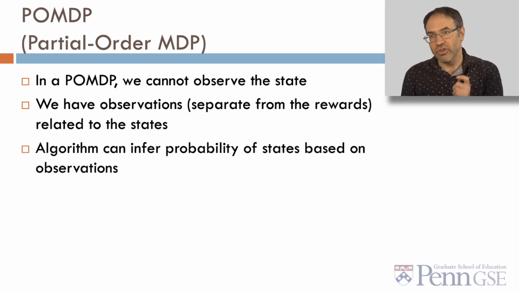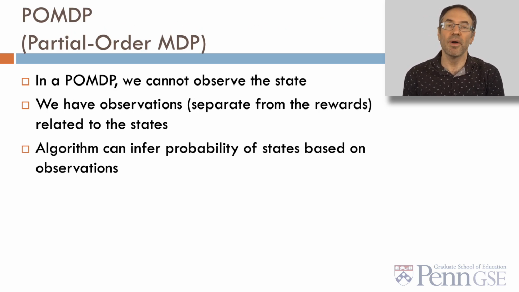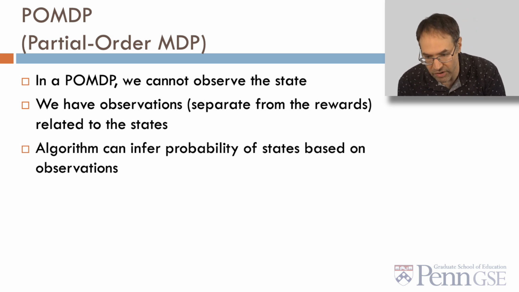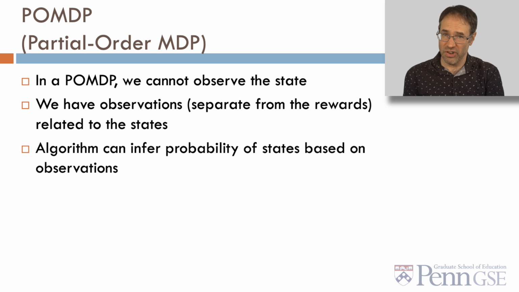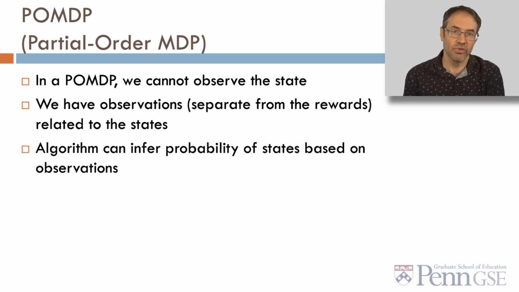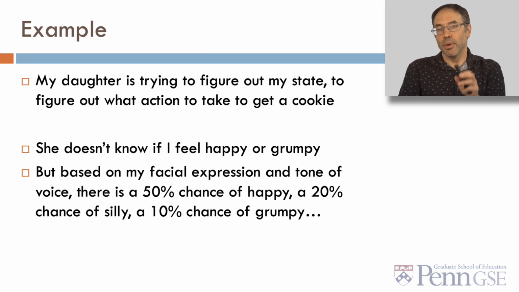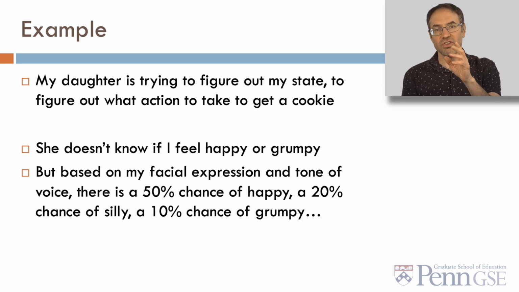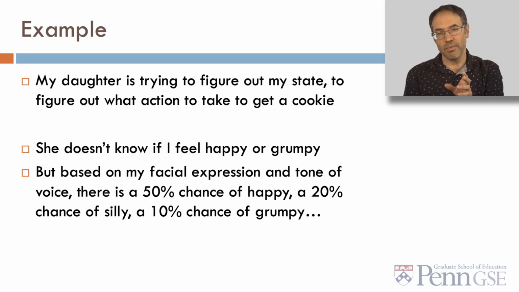The next and most common variant of MDP is the POMDP, the partially observable MDP. In a POMDP, we can't actually observe the state. We don't really know is Daddy grumpy or silly. We have observations separate from the rewards related to the states, and the algorithm tries to infer the probability of states based on the observations. To give an example, let's say my daughter is trying to figure out my state, to figure out what action to take to get a cookie. She doesn't know if I feel happy or grumpy, but based on my facial expression and my tone of voice, there's a 50% chance of happy, a 20% chance of silly, and a 10% chance of grumpy.